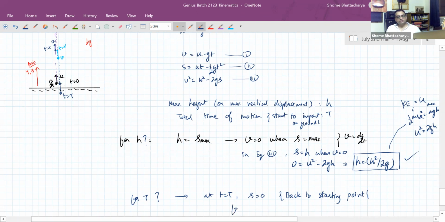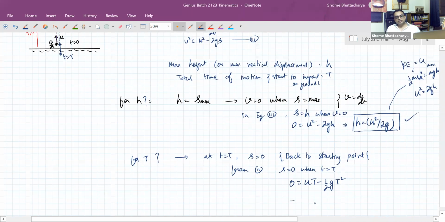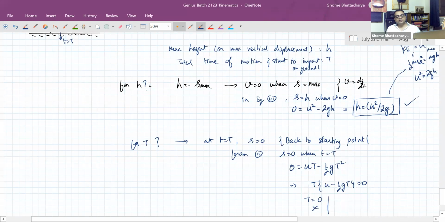Now from equation 2, substitute s equal to 0 when t is equal to capital T. So the second equation becomes 0 is equal to ut minus half gt square. That gives me T into u minus half gT is 0. Obviously T equal to 0 is not a root that we'll consider because that's the initial time. Whereas the second one, u minus half gT is equal to 0, will give me the correct formula for time of flight.